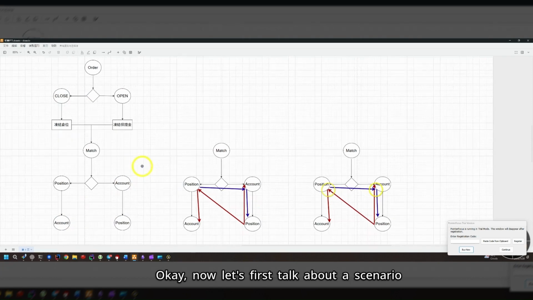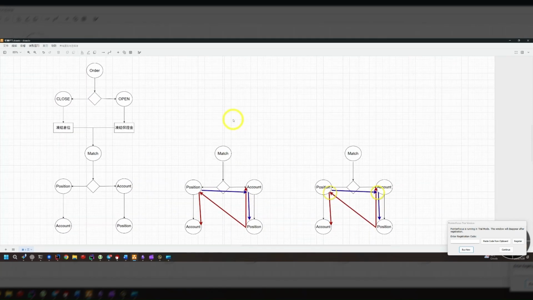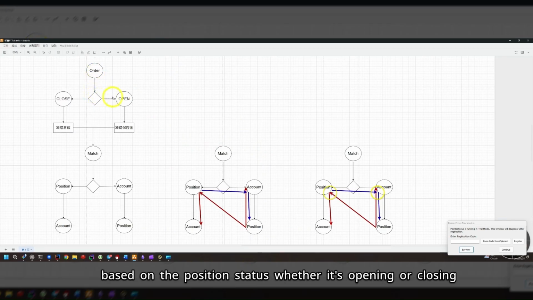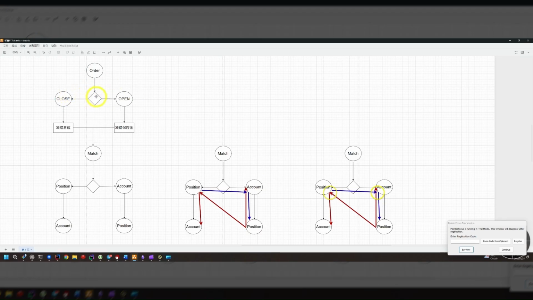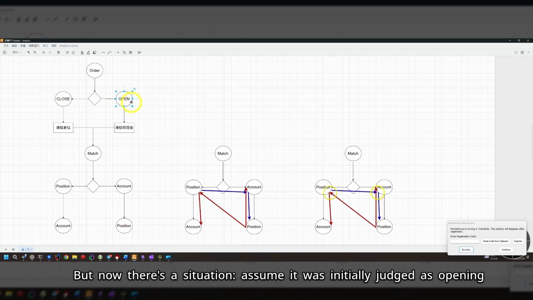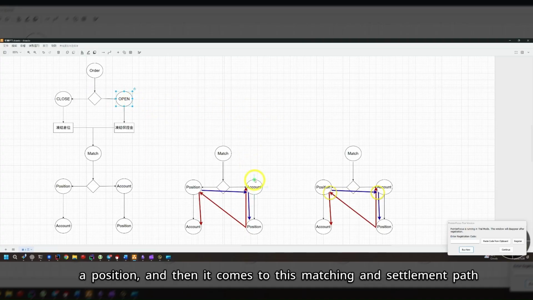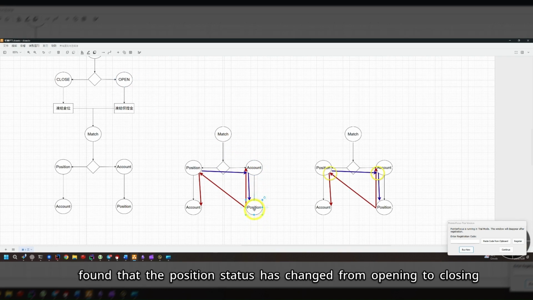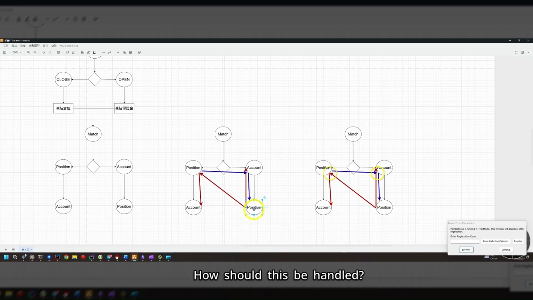Okay, now let's first talk about a scenario. Now let's introduce this second scenario. It was mentioned that when a user places an order, it is determined based on the position status, whether it's opening or closing. But now there's a situation. Assume it was initially judged as opening a position, and then it comes to this matching and settlement path. Then, when the settlement reaches the position to increase it, it is found that the position status has changed from opening to closing. How should this be handled?